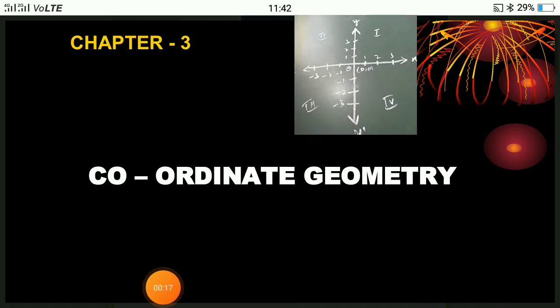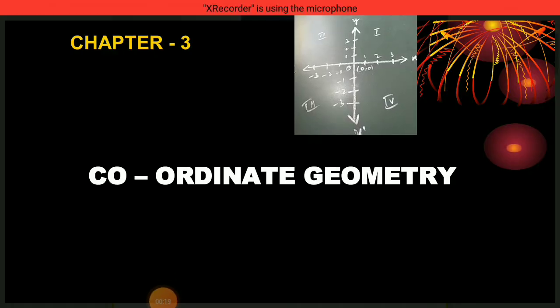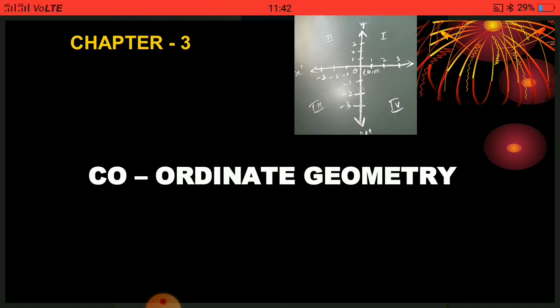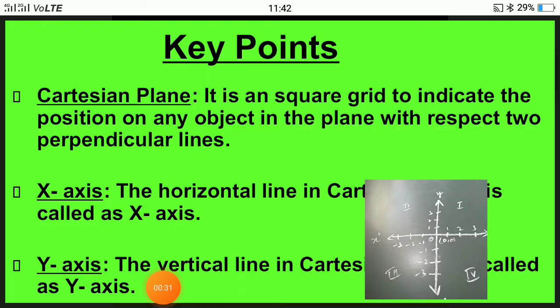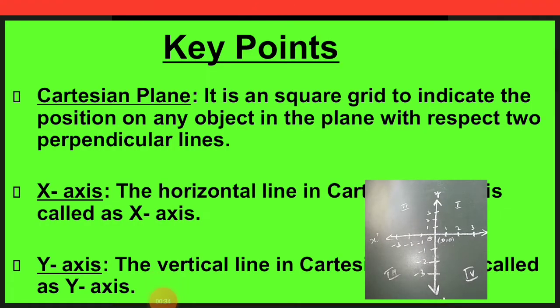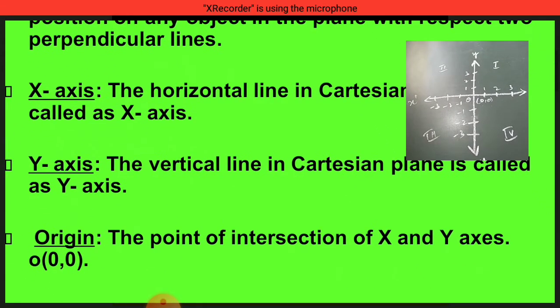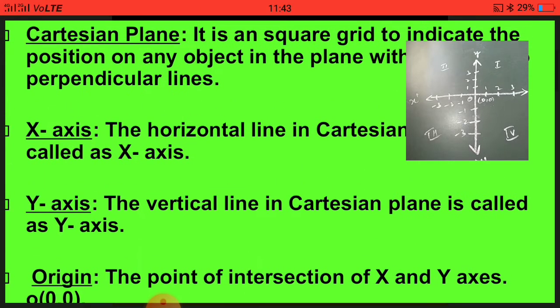In our previous video, we started with the chapter 3 coordinate geometry introduction. Today, I am going to give you the notes regarding what all we learned in our previous session. Here are the key points regarding Cartesian plane, x-axis, y-axis and origin. If you have not understood, kindly call back, my children. I will help you in understanding them. Is it clear?